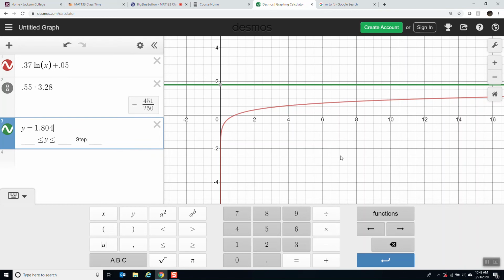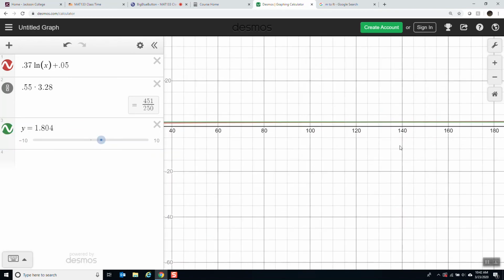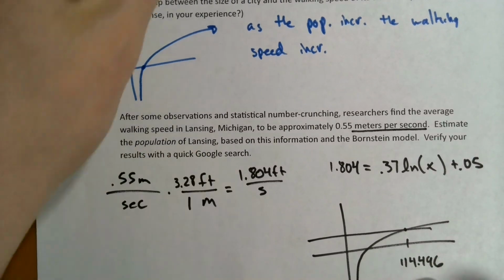This is the equation here. All we have to do is find where these two lines intersect. So I'm going to zoom way out and then zoom in a little bit. There it is. 114.496. I'm going to go ahead and draw this. 114.496. So here's me showing my work.